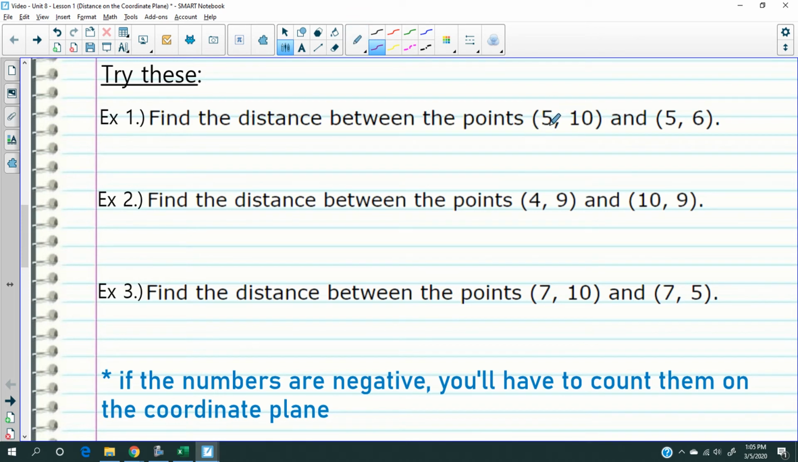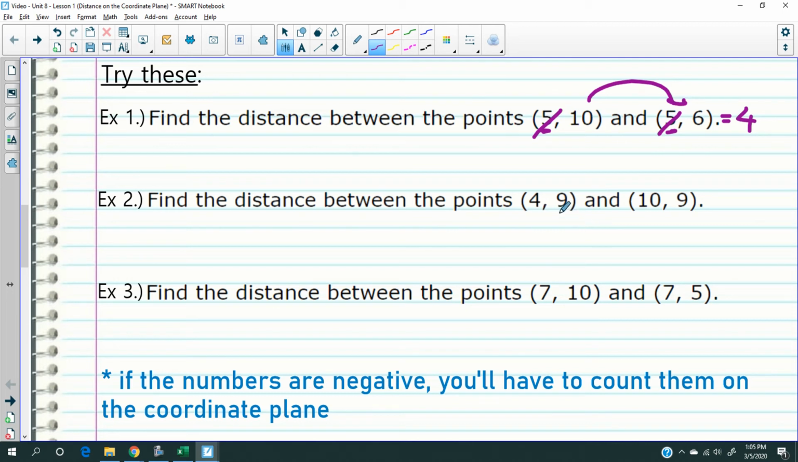Okay, and we're back. For the first one, which points are the same? Yeah, the 5s. As a matter of fact, if it helps, you can cross these out. Just don't even look at them. How far is 10 from 6? 4. It's right here.